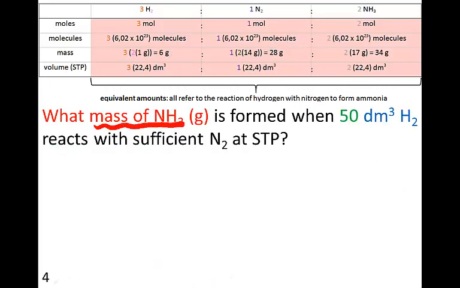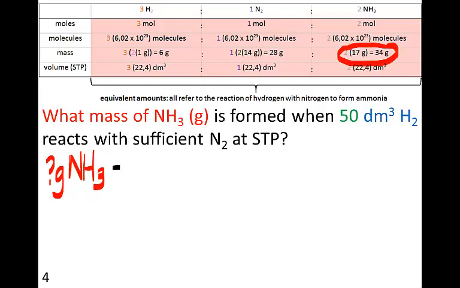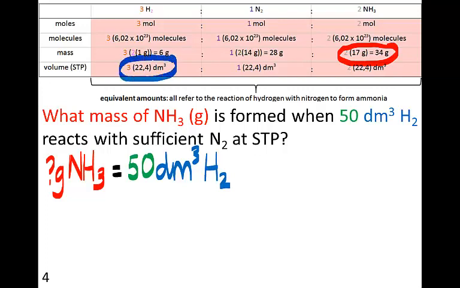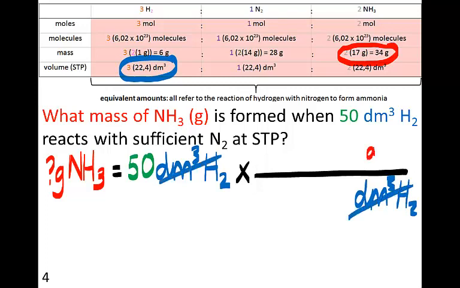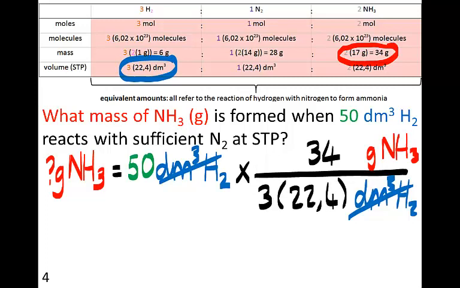What mass of ammonia? How many grams of ammonia? So we already know that grams of ammonia is relevant here. Is formed when 50 decimeters cubed of hydrogen at STP reacts with sufficient nitrogen according to this equation. So we know that the volume of hydrogen at STP in this ratio is important. So we need a conversion factor with decimeters cubed of hydrogen at the bottom, grams of ammonia at the top: 34 grams of ammonia for every 3 times 22,4 decimeters cubed of hydrogen.